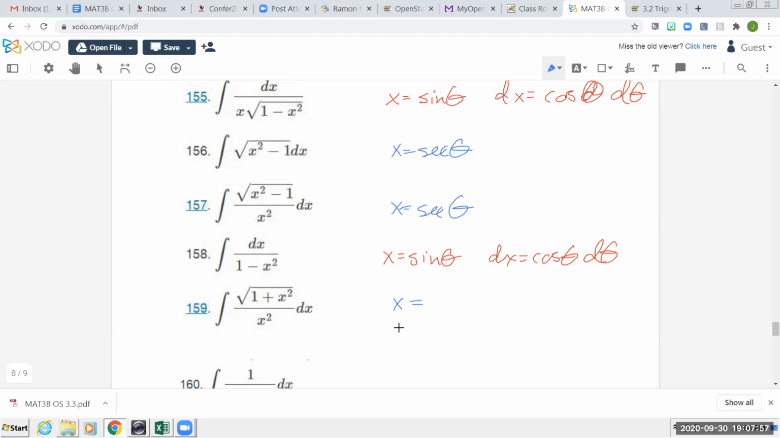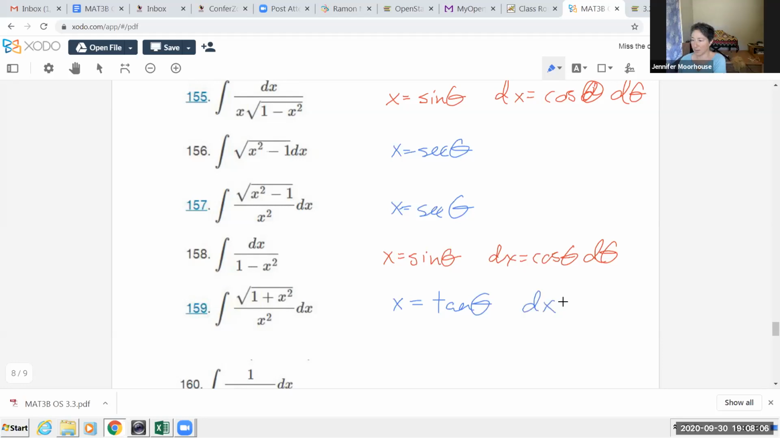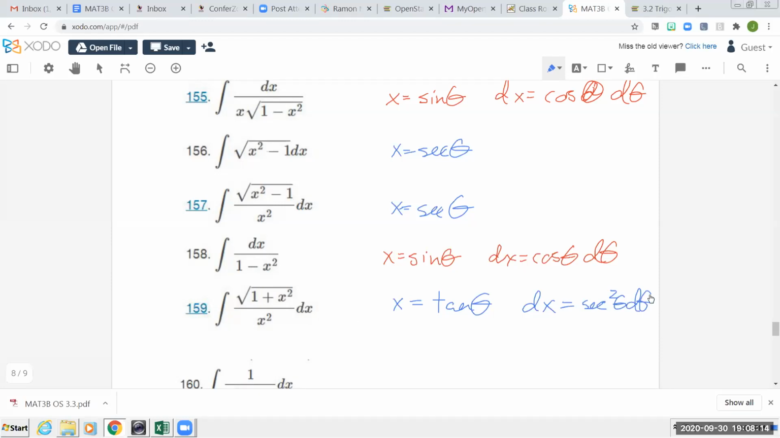Would we use tangent for it? Yep. And if x is tan theta, then dx is secant squared theta d theta.